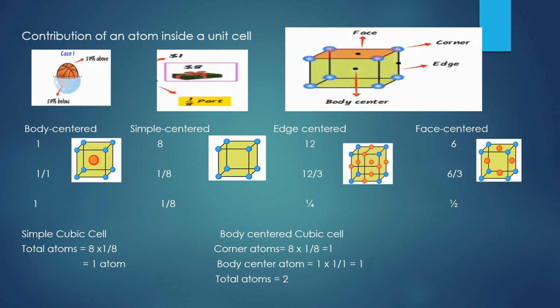Contribution of an atom inside a unit cell. This means how much part of an atom is present inside a unit cell. To understand this concept, two examples are illustrated. Let us assume a ball is immersed in a vessel. About 50% of the ball is present inside the vessel and 50% of the ball is present outside the vessel. This 50% is called the contribution of the ball that is present inside the vessel or outside the vessel, or we can say 1 by 2 is the contribution of the ball that is present inside the vessel or outside the vessel.